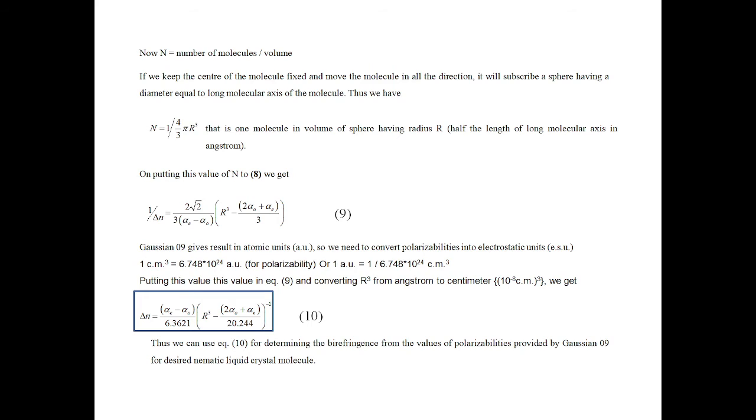If we keep the center of the molecule fixed and move the molecule in all directions, it will describe a sphere having a diameter equal to the long molecular axis of the molecule. Thus, we have n equal to 1 by 4/3 pi r cubed, that is, one molecule in the volume of a sphere having radius r. Putting this value in equation 8, we get the inverse of the change in refractive index.